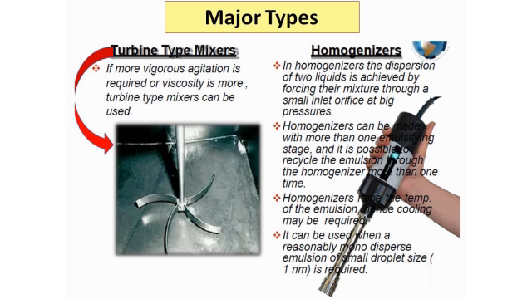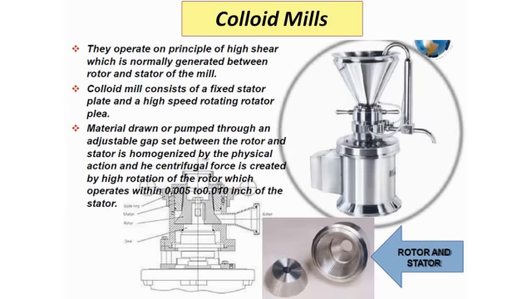It can generally be used when a reasonably mono-dispersed emulsion of small droplet size, around 1 nanometer, is required. It means these homogenizers are basically meant to be used for preparation of nanoparticles, nano emulsions, or different types of emulsification which deal with smaller particle sizes. Clear? The next one is your colloid mill.